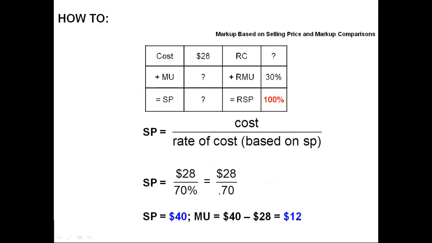The selling price is equal to cost divided by the rate of the cost. So the cost was $28, and the rate of the cost we figured out was 70%. And when we do that division, we get a selling price of $40, which means the markup was $12.